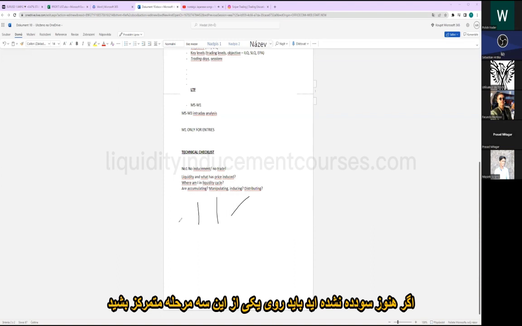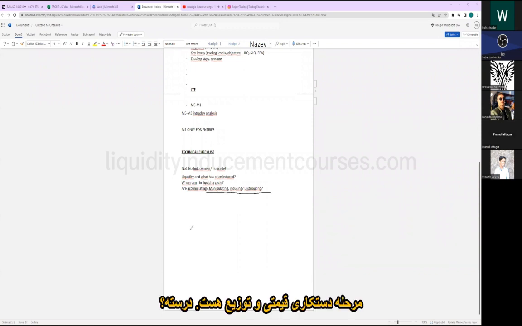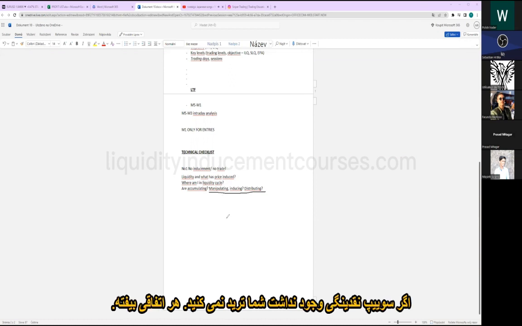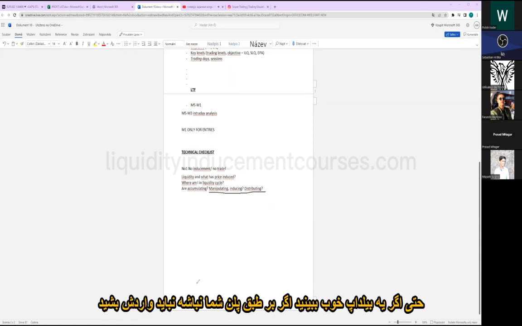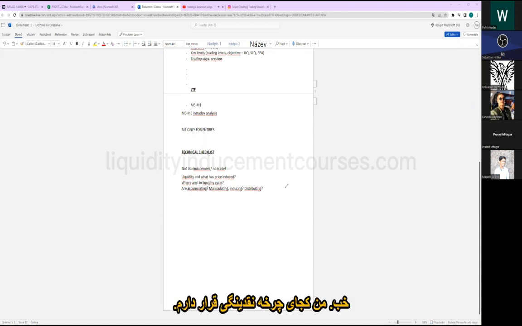First, if you are not profitable yet, you just focus on one. And the best thing to do is manipulation and distribution, right? Trading accumulations is really risky. This is the best for now. Meaning if there is no liquidity sweep, you don't enter a trade, no matter what. Even if you see a nice build up, you don't enter. It's not in your trading plan. So where am I in the liquidity cycle?